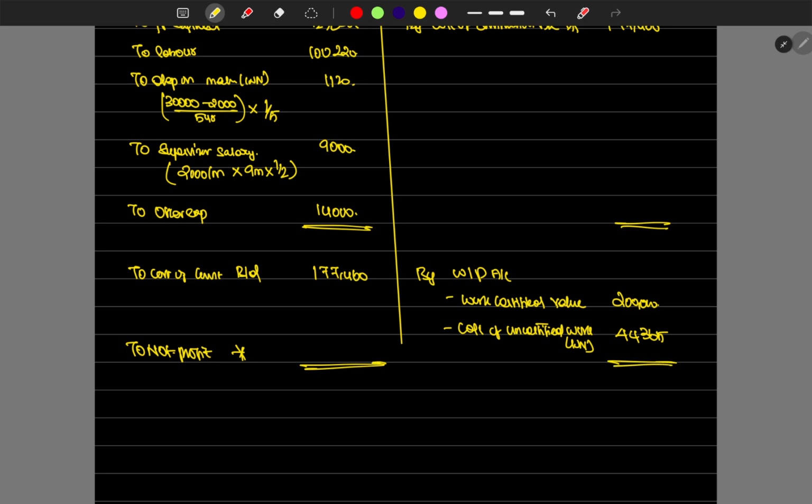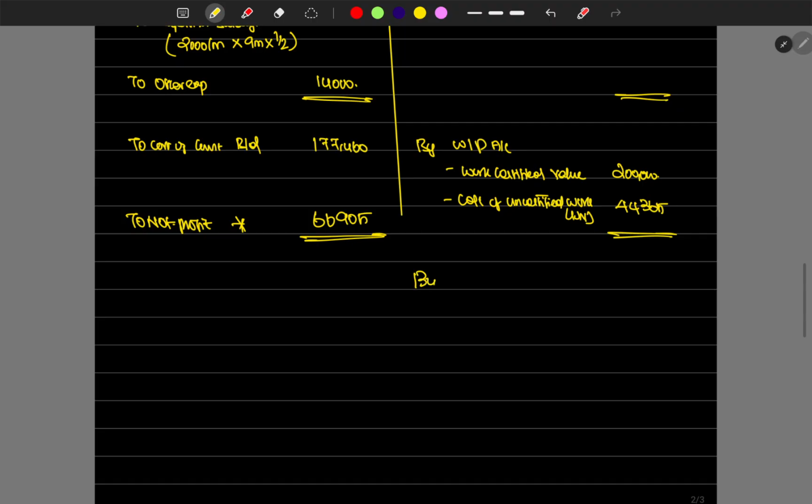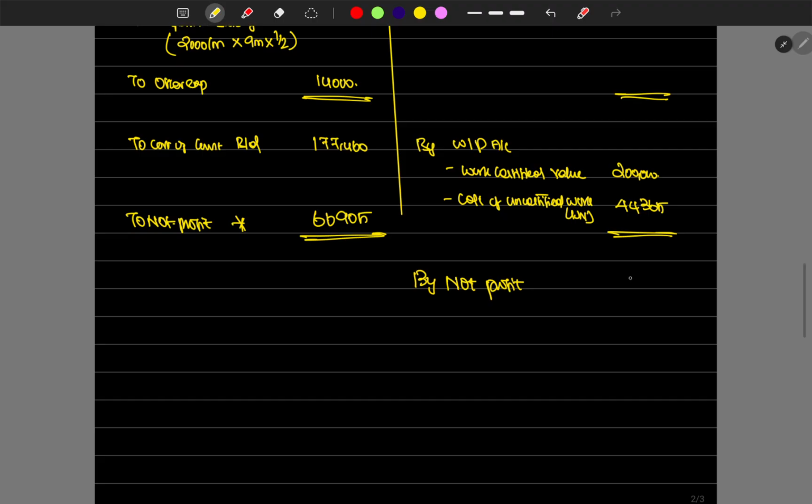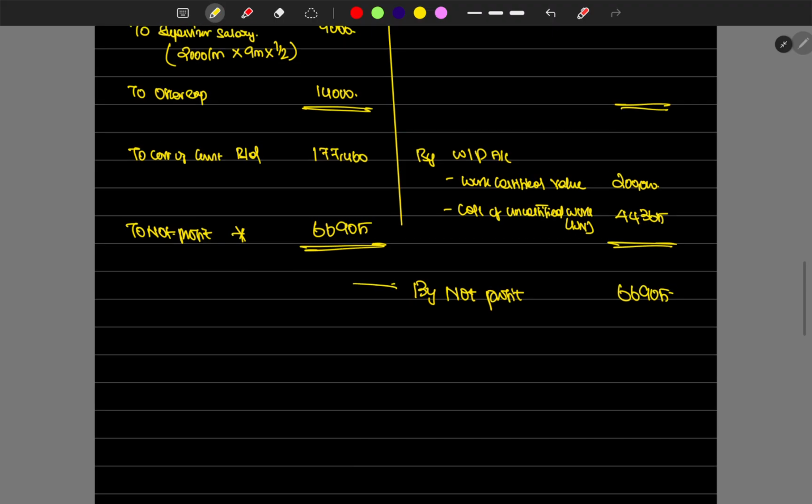Okay, 2,66,190 minus 1,77,460, which is 66,905. Right, we found out the notional profit also. So carry down the notional profit, which is 66,905. Then from this, something has to go to P&L and something has to be reserved for provision. Okay, so how do we calculate this?